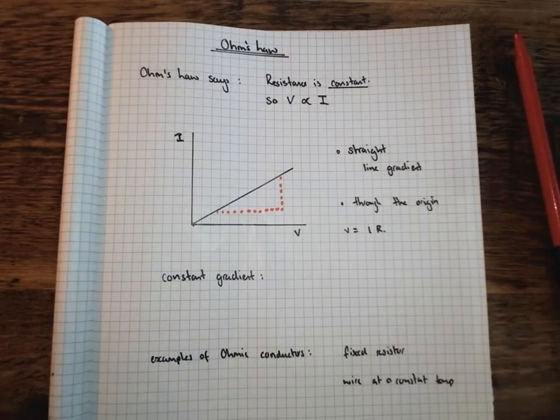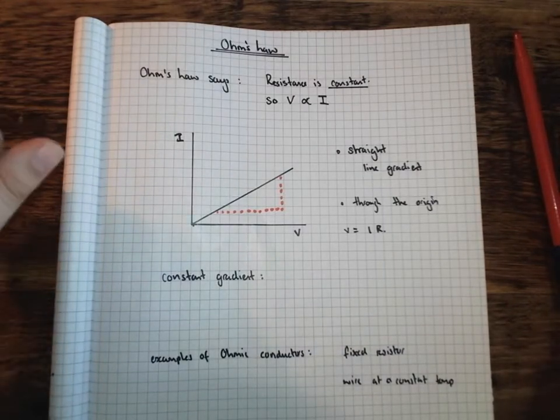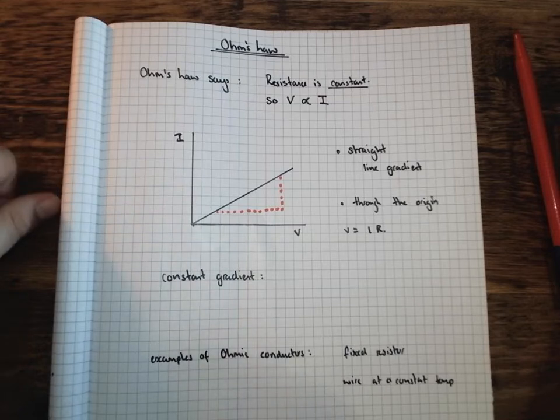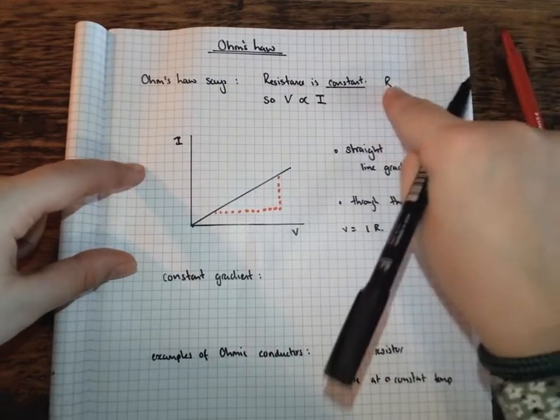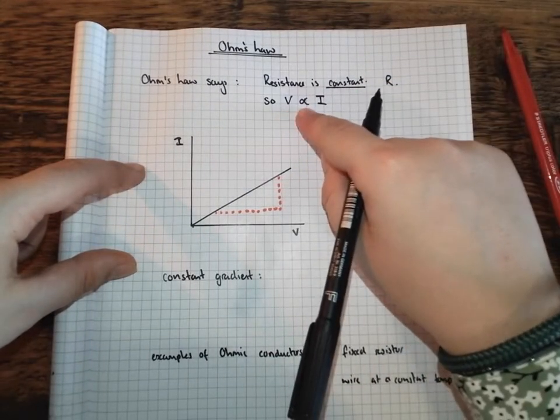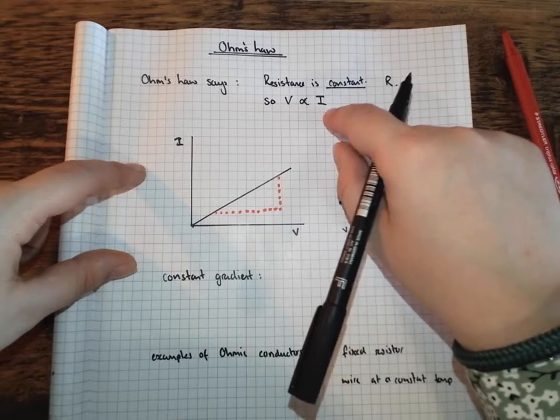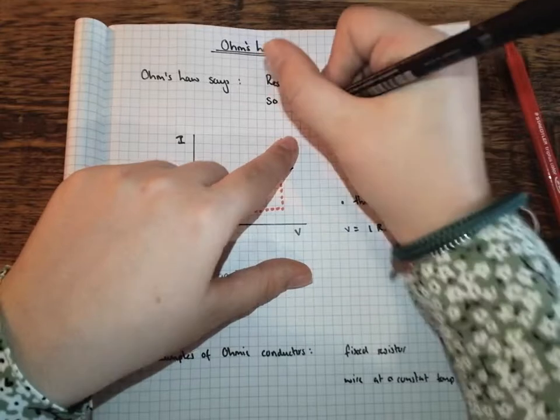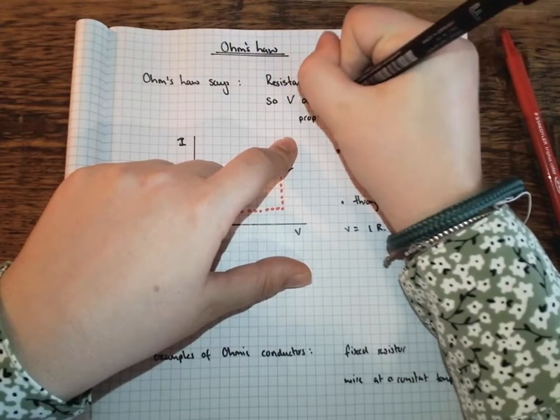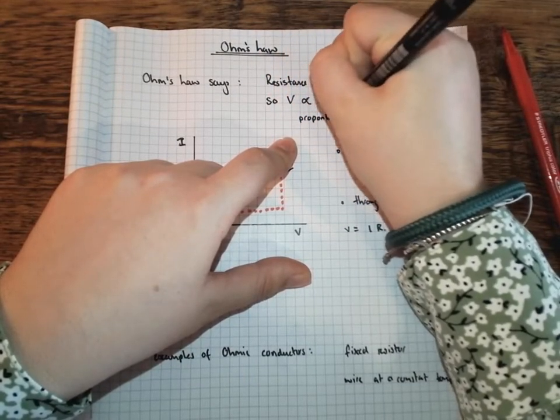Okay, so the next video is all about Ohm's Law. Ohm's Law says that resistance is constant. So that means that my R value is not changing. From that, we can then say that voltage is proportional to current. Now this little symbol here represents proportional. So we're saying that V and I are proportional.